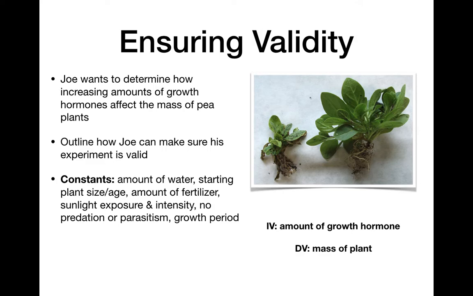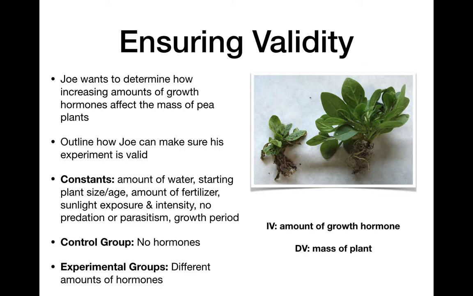Where it's really hard to control things like plant size and age, the good thing to do is change your dependent variable to, instead of being just the mass of the plant, be the percent change of mass, to see how much it went up from where it was before. You should have control and experimental groups. The control group should have no hormones, but everything else should be the same for them, whereas the experimental group will have different amounts of hormones. So that's one way that Joe can make sure his experiment is valid for this particular investigation.